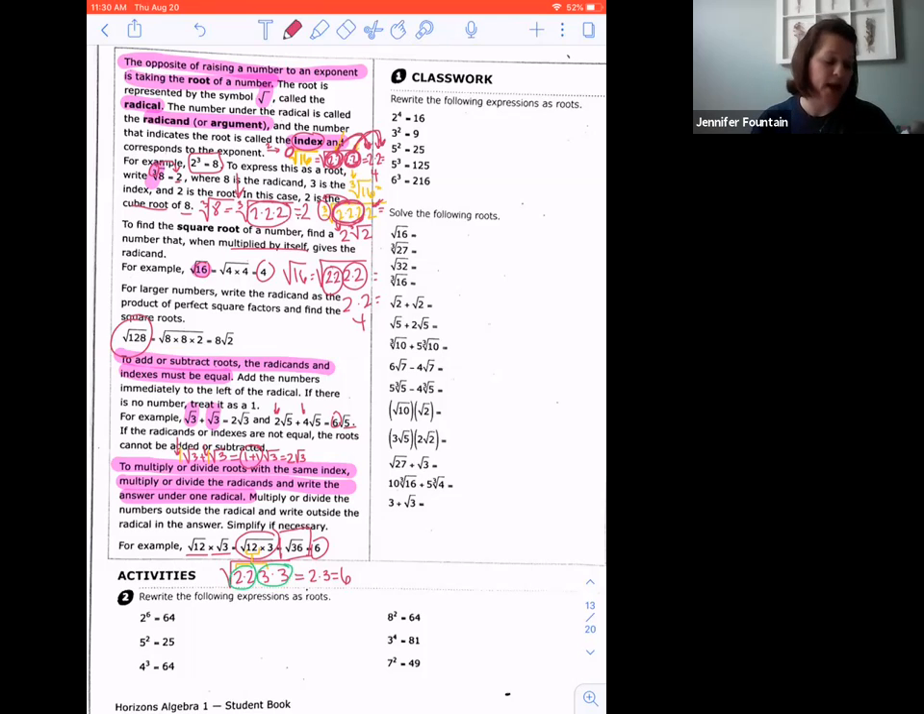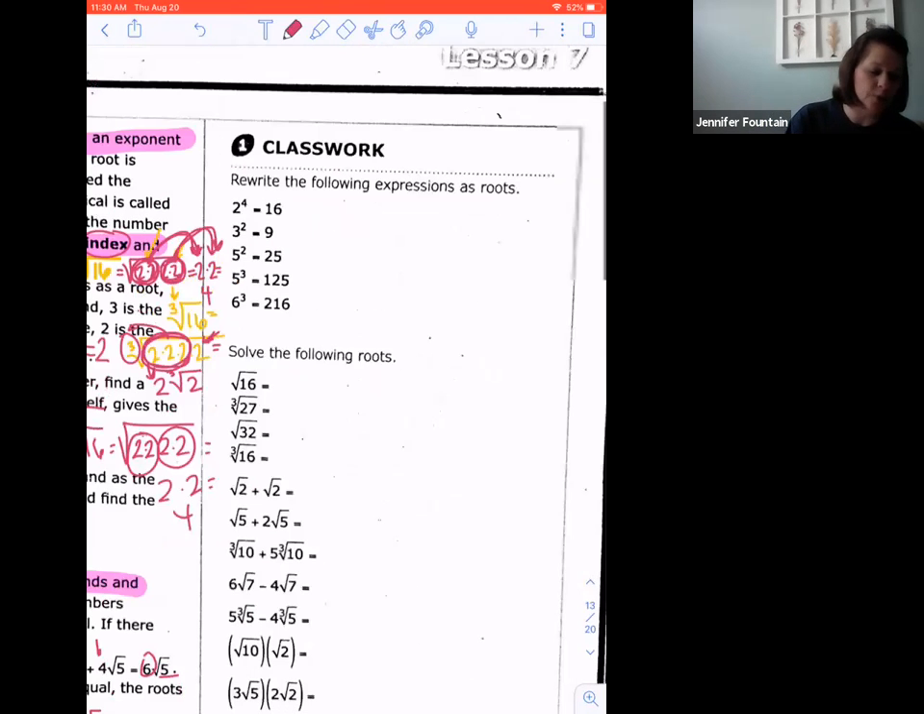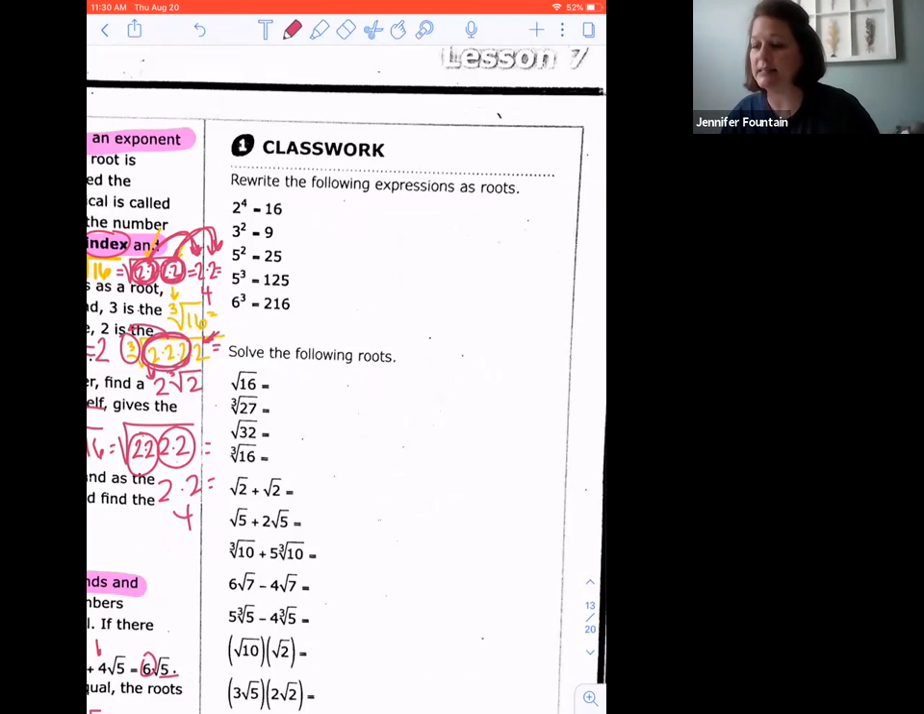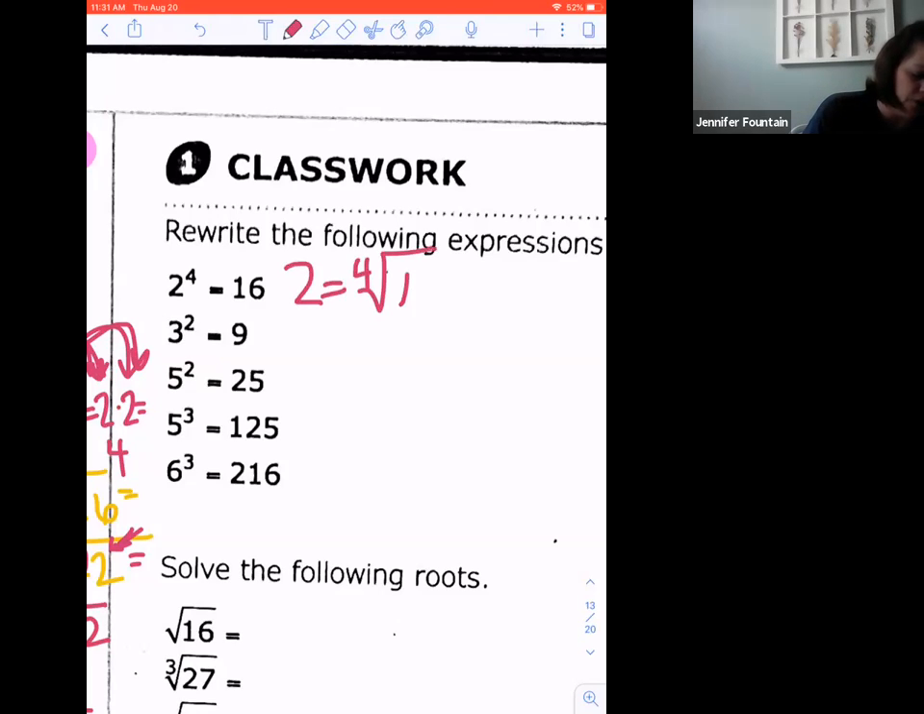Okay, so let's practice with this a little bit. We're in classwork 1. It says rewrite the following expressions as roots. So basically what it's doing here is it's saying 2 to the 4th power equals 16. So if I wanted to write this as the expression of roots, I would go ahead and write this as 2 equals the 4th root of 16.